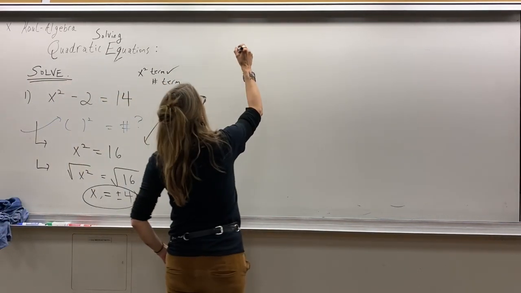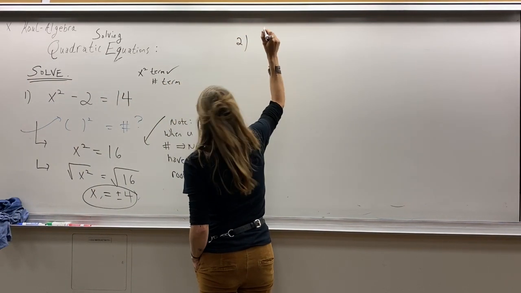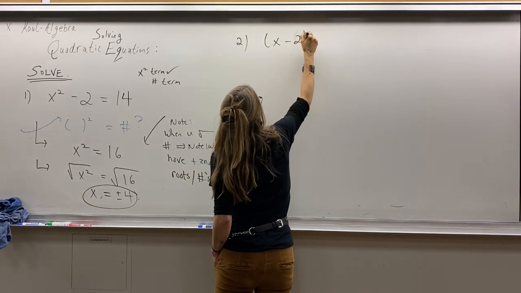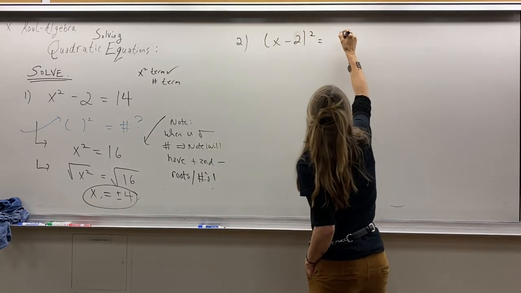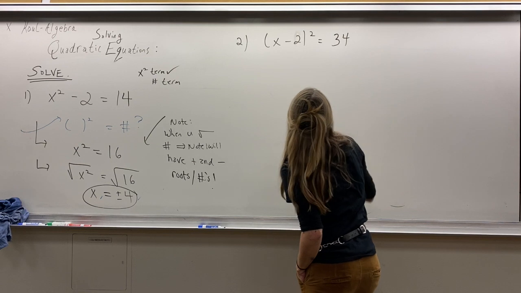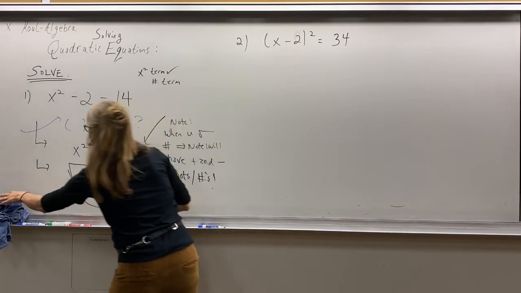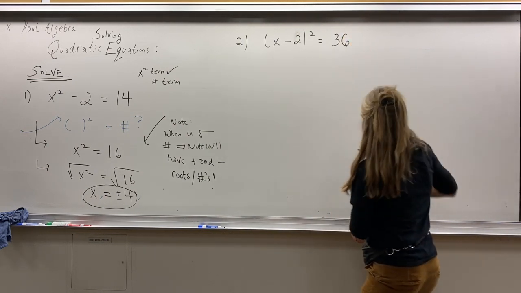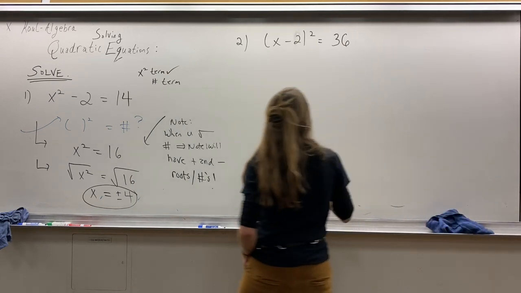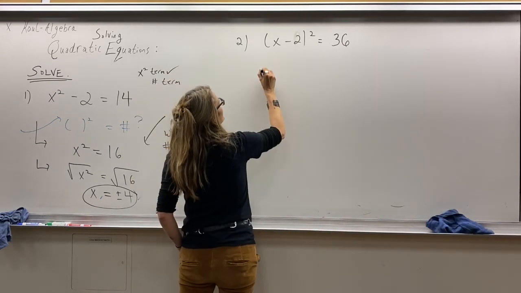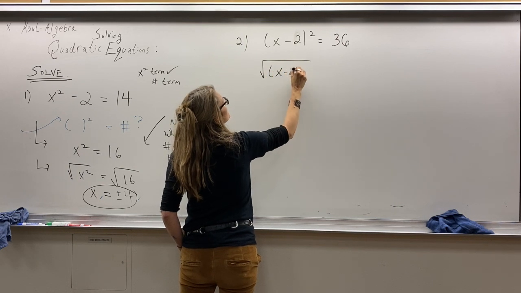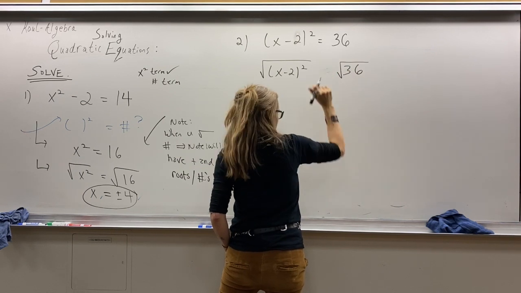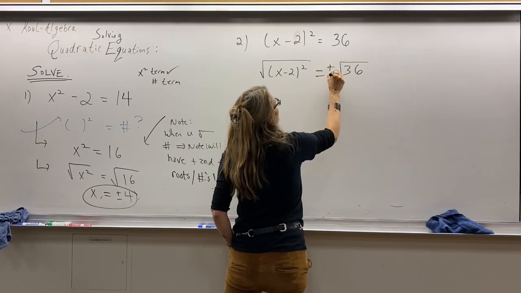All right, so moving along, we might have some other types of problems, like a little bit more here. I'm going to make it a little easy on this first to start with. Okay, let's try with the 36. What I want to do in this case is square root both sides. So if I take the square root of this side, and the square root of this side, I should get my values.